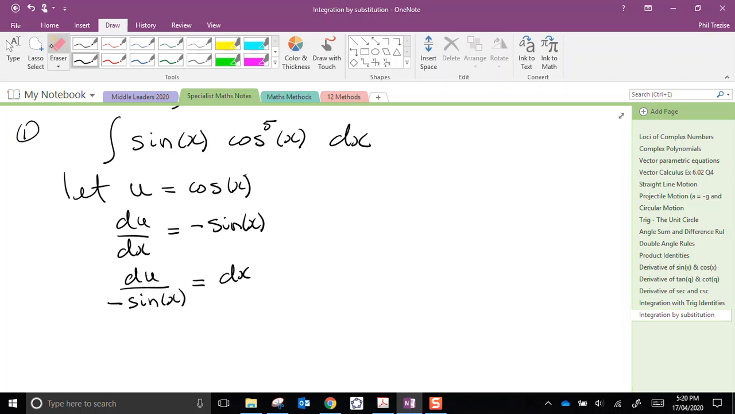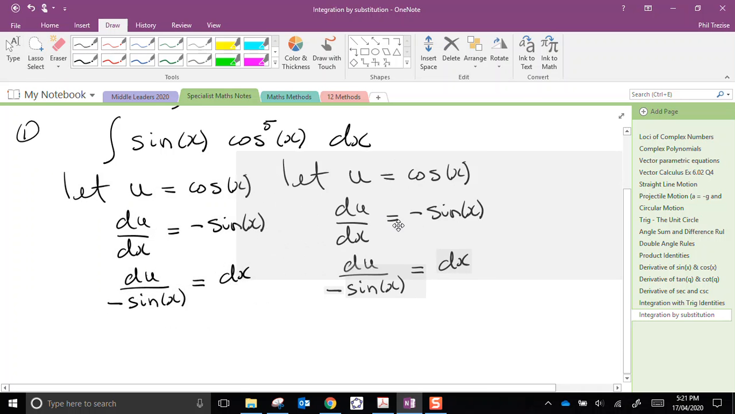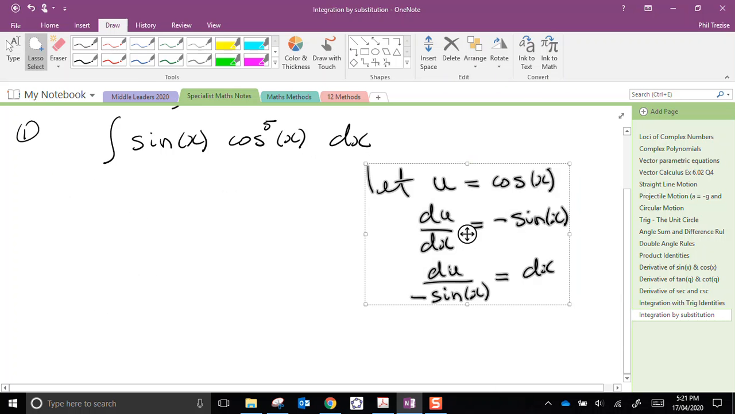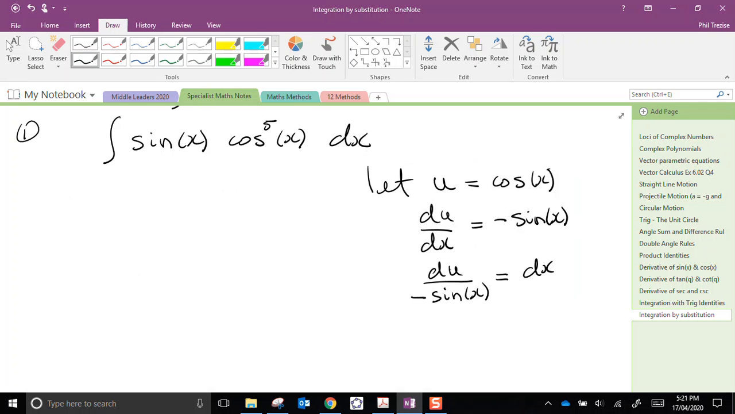All of that, I might just move off to the side, so still important, but perhaps off to one side makes it easier. So our integral then, sine of x is still there. Instead of writing cosine of x to the power 5, I'll write u to the power 5, because u was after all cosine x. And instead of dx, I'll write du over negative sine x.